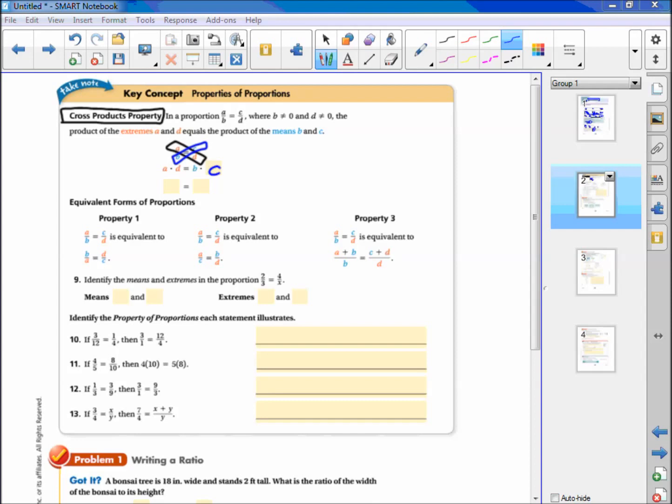So you learn this as cross products when you're in Algebra 1. And this still just says AD is equal to BC. We don't need to put the dots in there. So, equivalent forms of a proportion.